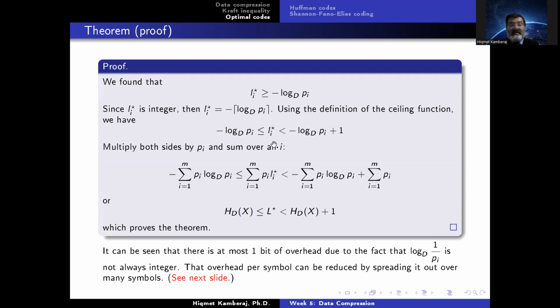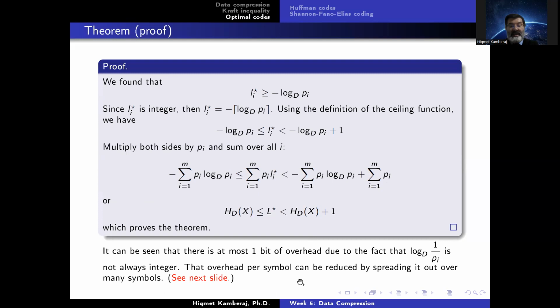Now, the term on the left-hand side gives the Shannon entropy with base d of X. The term in the middle gives the optimal expected length of the code, L star. Then the first term on the right-hand side gives the Shannon entropy with base d of X. And the last term gives you 1 because of the normalization condition of the p_i's. And this is the proof of the theorem.